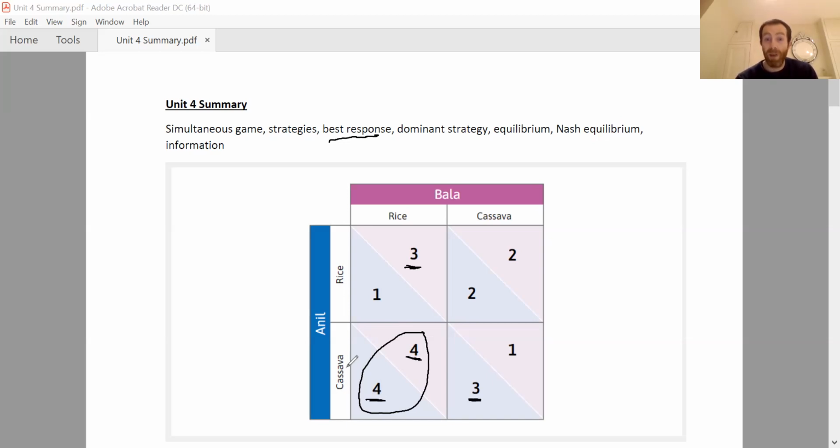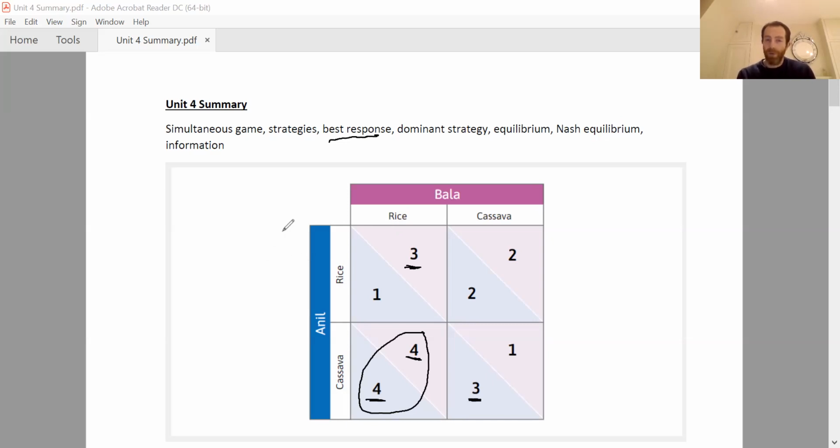Now, one thing I want to make very clear is if I was going to define or explain what the equilibrium is here, I wouldn't say it's where Anil gets 4 and Bala gets 4, right? To explain what an equilibrium is, we need to say what actions the players are taking. So the equilibrium here would be Anil plays cassava, Bala plays rice, and then you could go on and say the payoffs that they each get are 4 and 4. But the equilibrium is what actions, what strategies are they choosing?